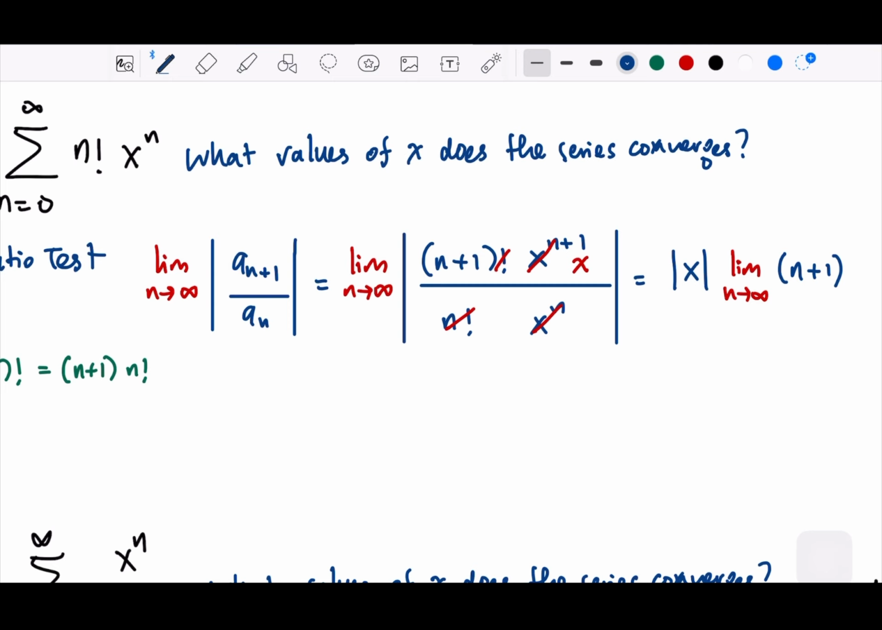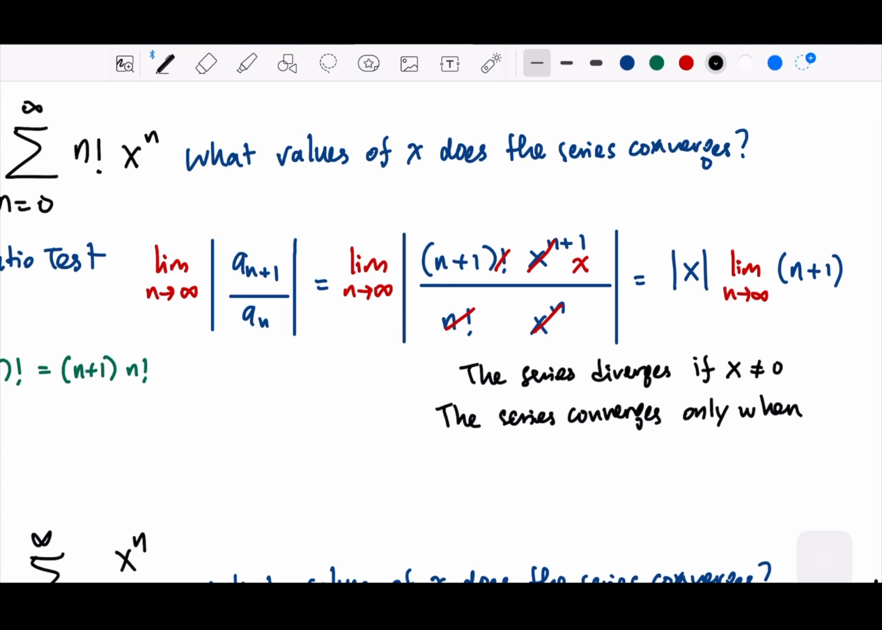So let me rephrase the question. If you see this as a result, what x makes this converge? What number? Yeah, 0, right? So the only way this can converge, let me write completely: the series diverges if x is not 0. And the only way the series can converge is when x equals 0.